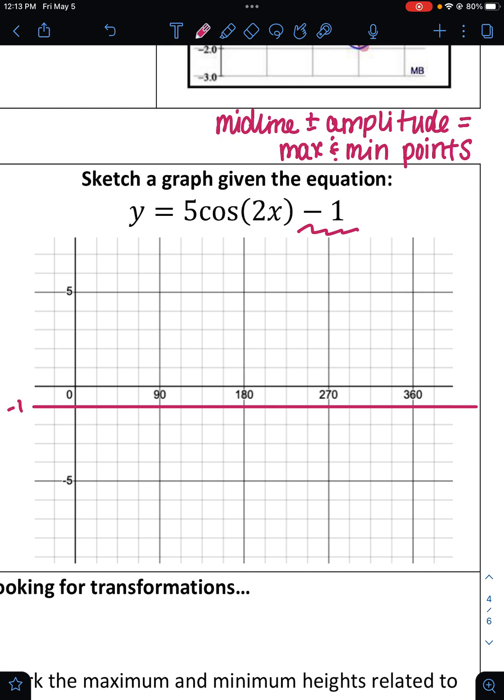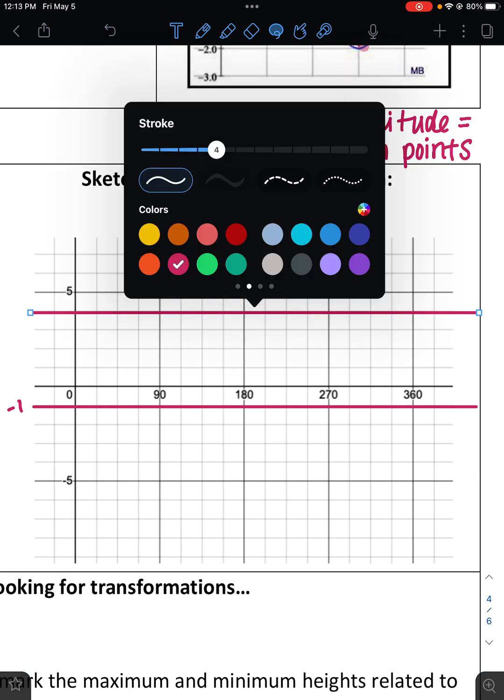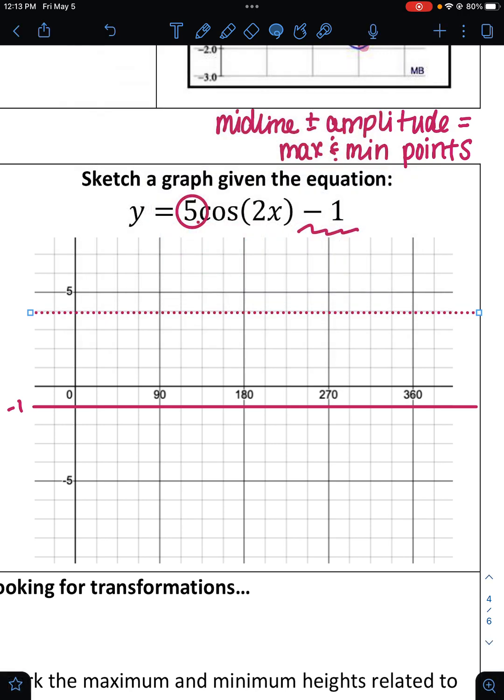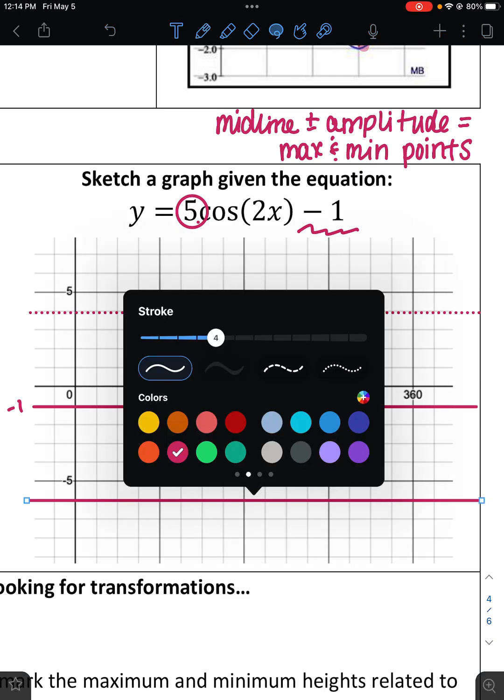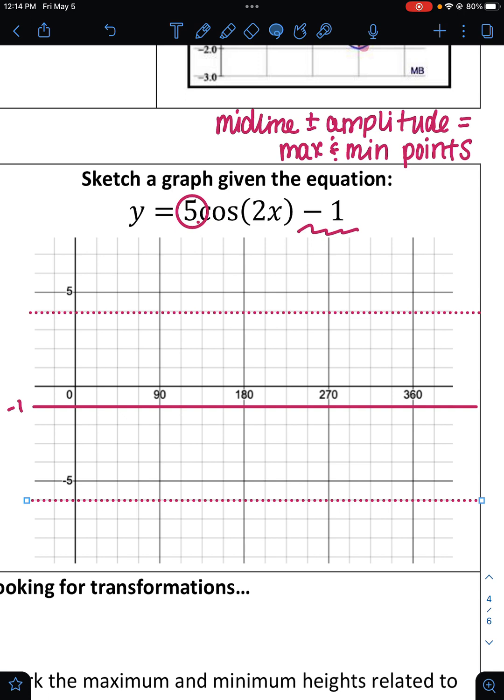Now my amplitude is what I'm going to look at next. My amplitude is 5, meaning the distance between the midline and the max and the mins is 5. So I'm going to count up 5 from -1, which is 4. Y equals 4, and I'm just going to make that a dashed line. And then down 5 would bring me to -6. Again, I'm just going to make that a dashed line so I can see that that's just as high and as low as I'm going to go when I draw my curve.